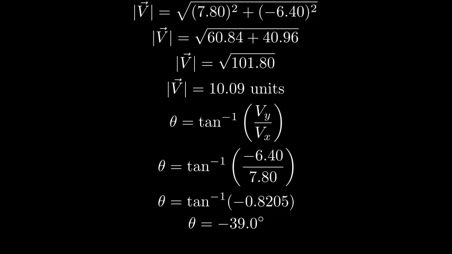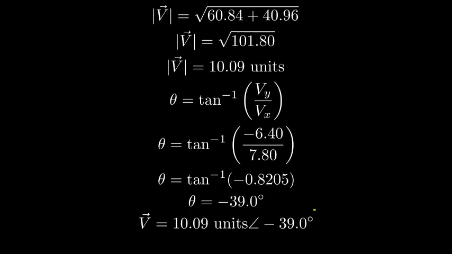The negative angle indicates that our vector is below the x-axis in the fourth quadrant. So our final answer is vector v has a magnitude of 10.09 units and points at an angle of negative 39.0 degrees from the positive x-axis.